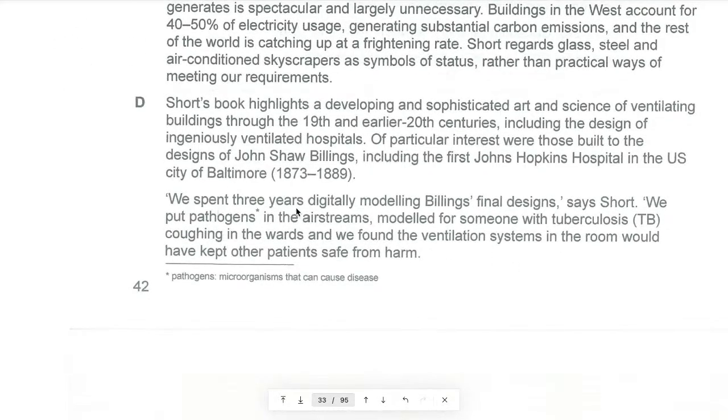Yeah, we spent 3 years digitally modeling buildings' final designs. As short, we put pathogens in the extremes model for someone with tuberculosis, TB, coughing in the walls, and we found the ventilation systems in the room would have kept other patients safe from harm. Here they only explain the word pathogens for you, right? Microorganisms that can cause disease. Okay?